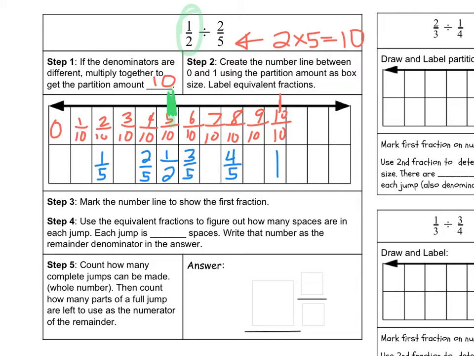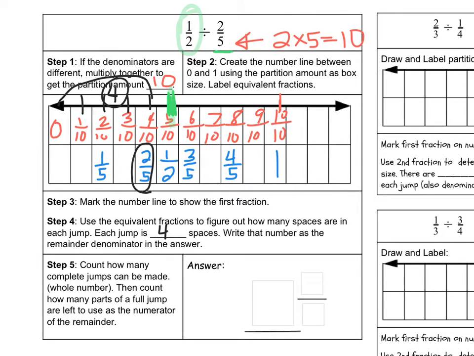Now step 4 says use the equivalent fractions to figure out how many spaces are going to be in each jump. So the way we do that is we're going to look at our second fraction. Our second fraction is 2/5. So what we want to know is how many jumps does it take to get to 2/5? So I'm going to just make our lines. 2/5 is right here. So it's 1, 2, 3, it's 4 jumps to get to my 2/5. So each jump is 4 spaces.